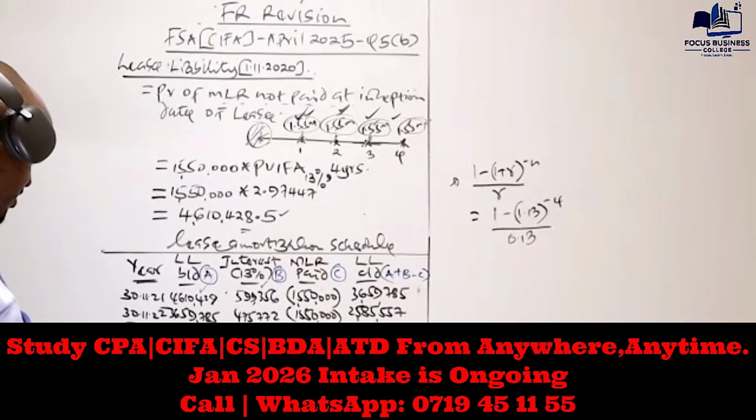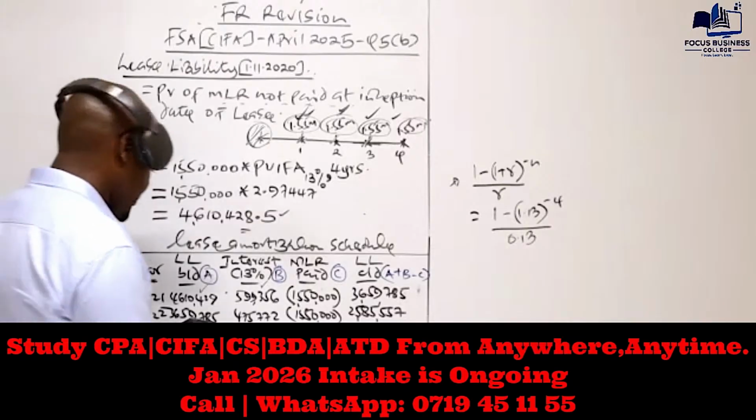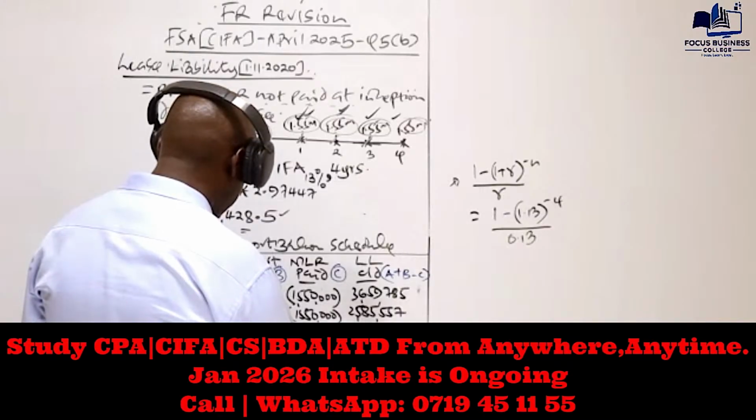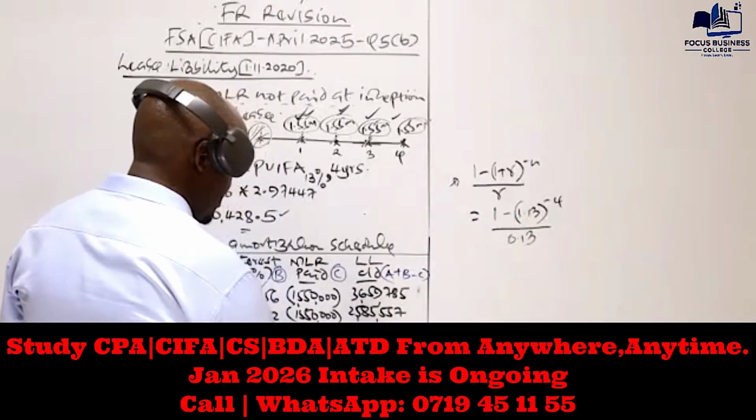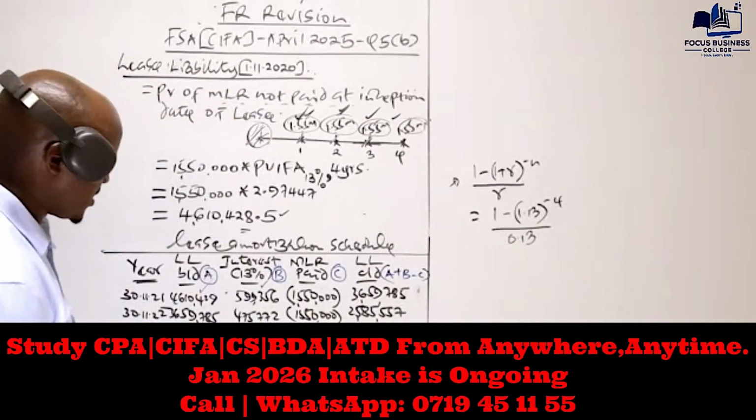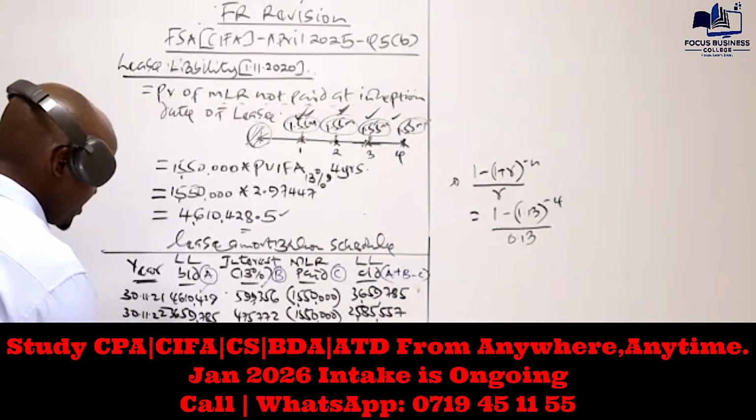We have 25,85,557 minus 155. Yes, and basically here I'm getting 13,71,679. I hope that is what you're getting. So that will be the opening balance here.